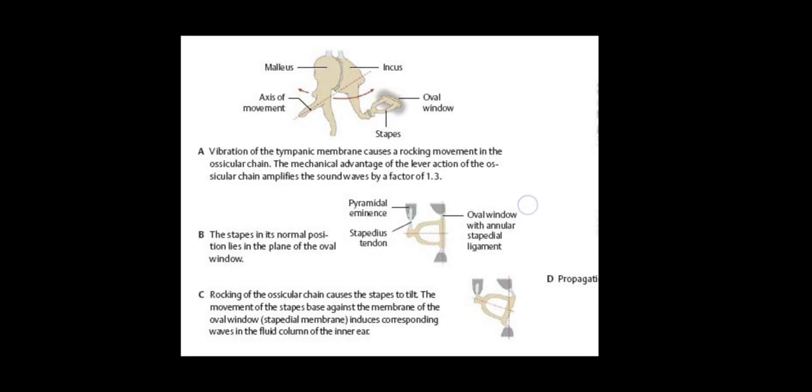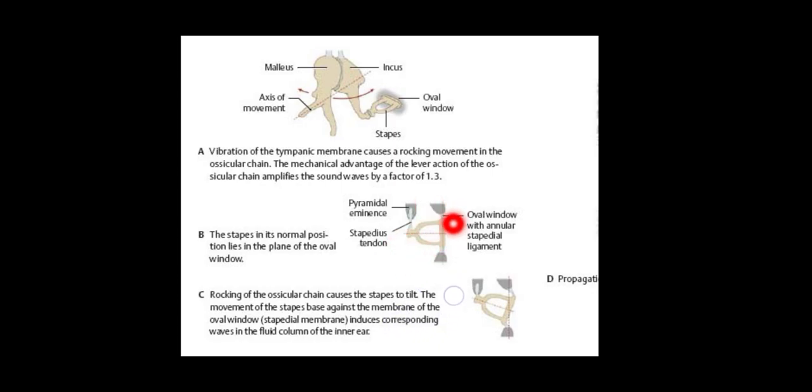Now, vibration of the tympanic membrane causes a rocking movement in the ossicular chain along this long axis. The mechanical advantage of the lever action of the ossicular chain amplifies the sound waves by a factor of 1.3. Because of this axis rotation and the lever movement, it is amplified 1.3 times.